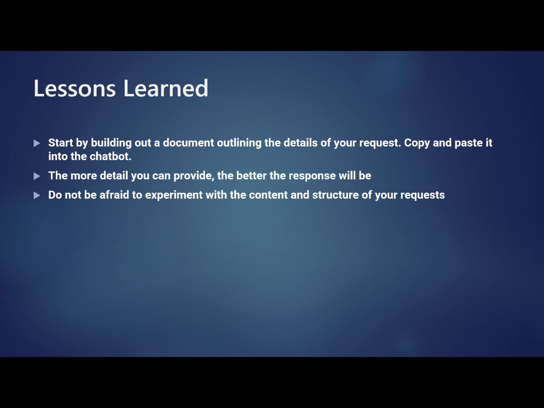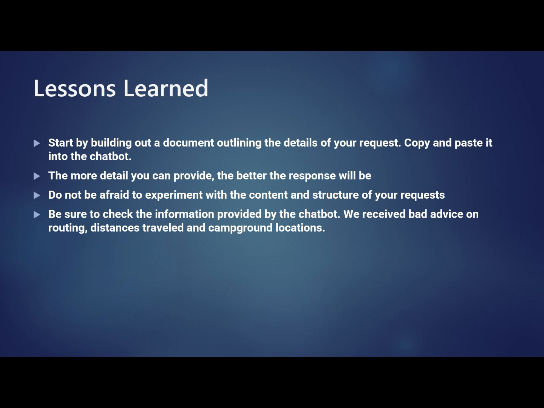We learned that we shouldn't be afraid to experiment with the content and structure of our requests. Through experimentation, we learned that we have to check the information provided by the chatbot. In our case, we received bad advice on routing, distances traveled, and campground locations during the various iterations of our interaction with the chatbots. The easiest way to do this is to edit the document, refeed it to the chatbot after you adjust, and try again.